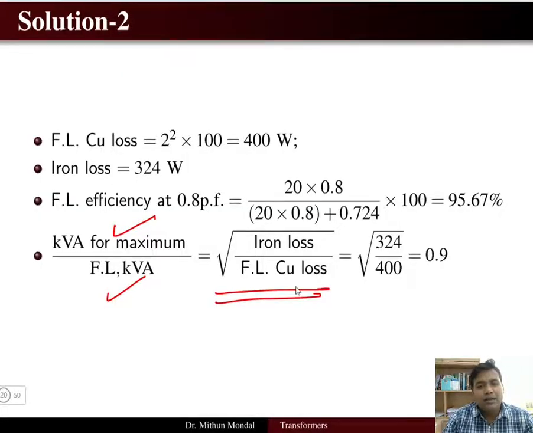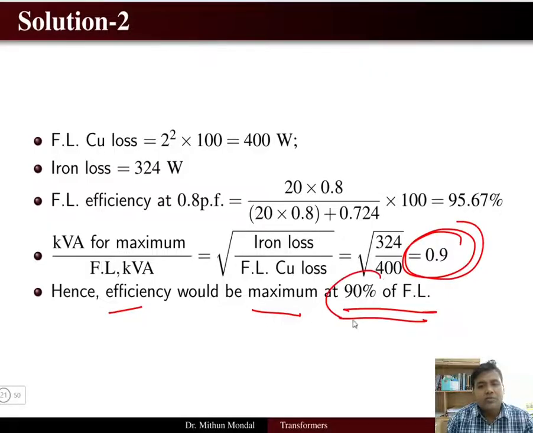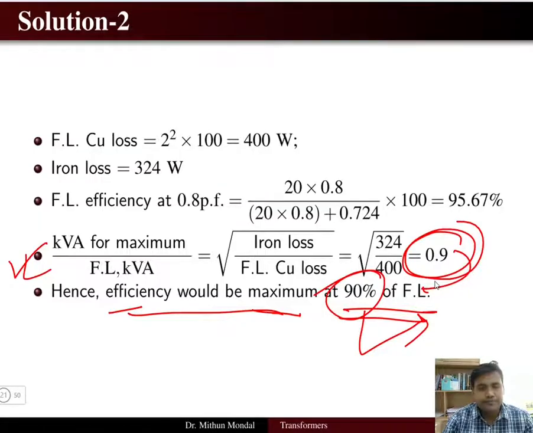So for maximum condition and full load kVA, we know the relationship. It is under root iron loss by full load copper loss. So iron loss is a constant loss which is 324, and full load copper loss is 400. So we get 0.9 as the loading on the transformer. So the efficiency would be maximum at 90% of the full load. So we are having 0.9 which comes to be 90%. So at 90% of the full load condition, your efficiency would be maximum.